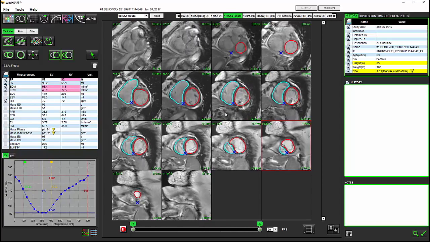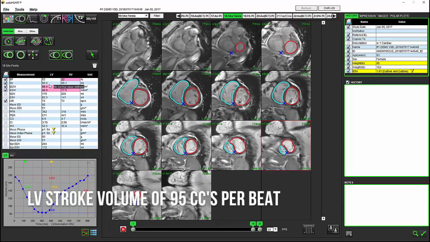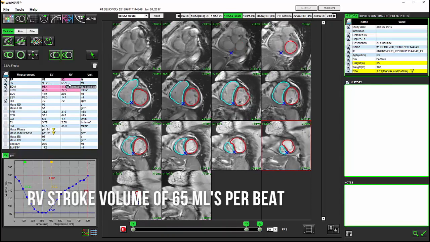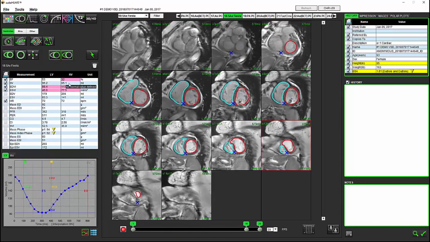The contours are pretty good given the quality of the images, and you can see that we got an LV stroke volume in this case of 95 cc's per beat and an RV stroke volume of 65 milliliters per beat. Now the question is, do these numbers make sense, and how do we interpret them?